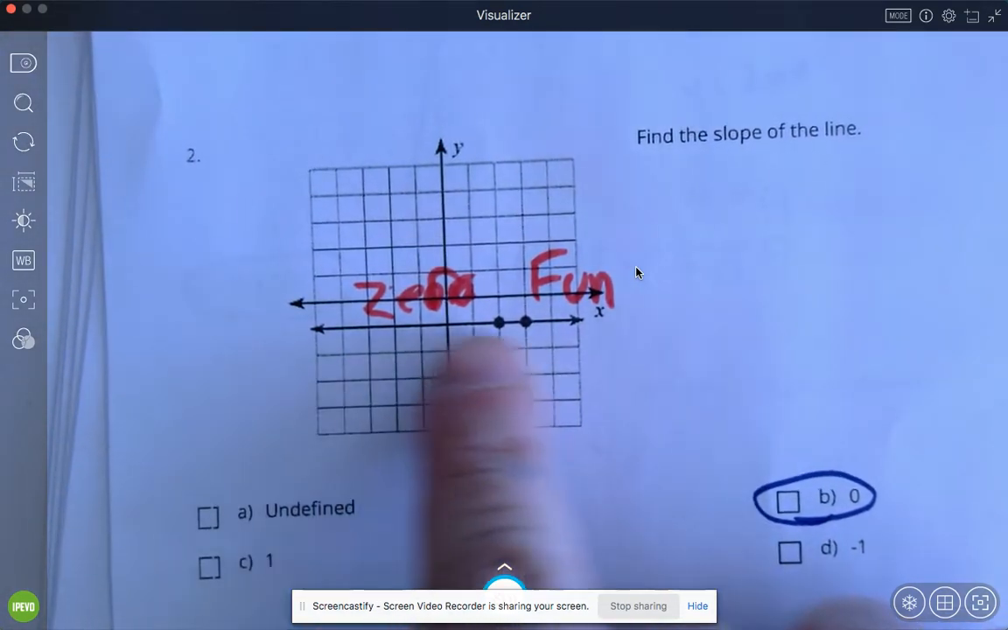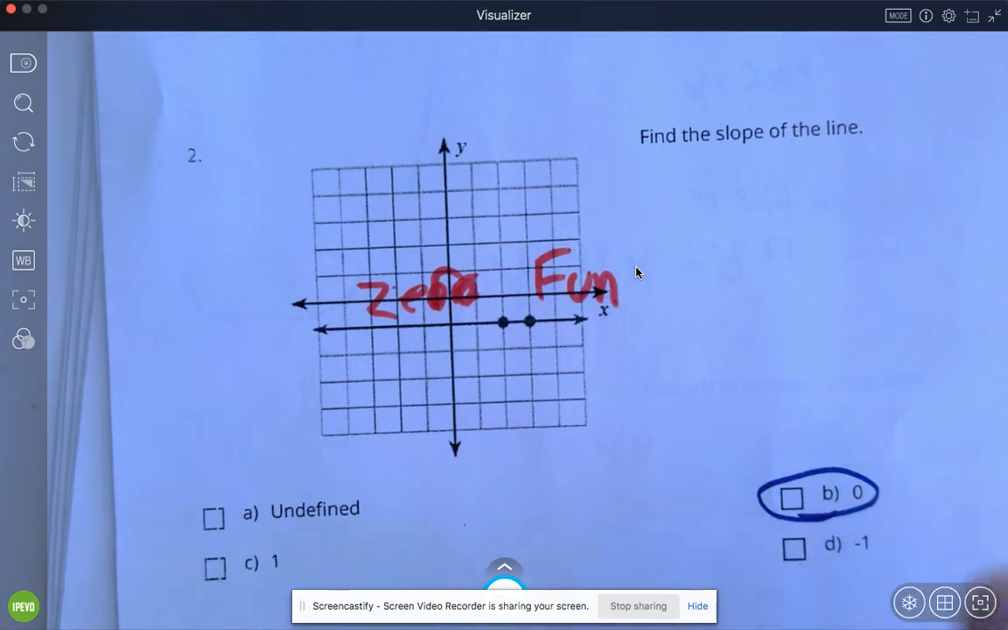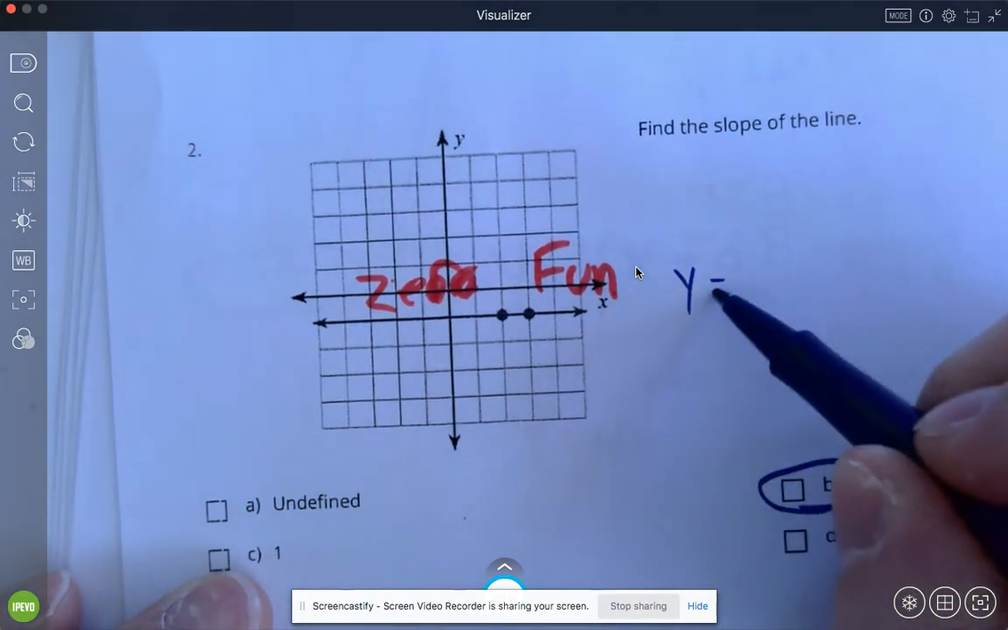All right, number 2, it's too easy. A line that's horizontal has a slope of 0. If I wanted to write the equation for this graph, I would write y equals negative 1.